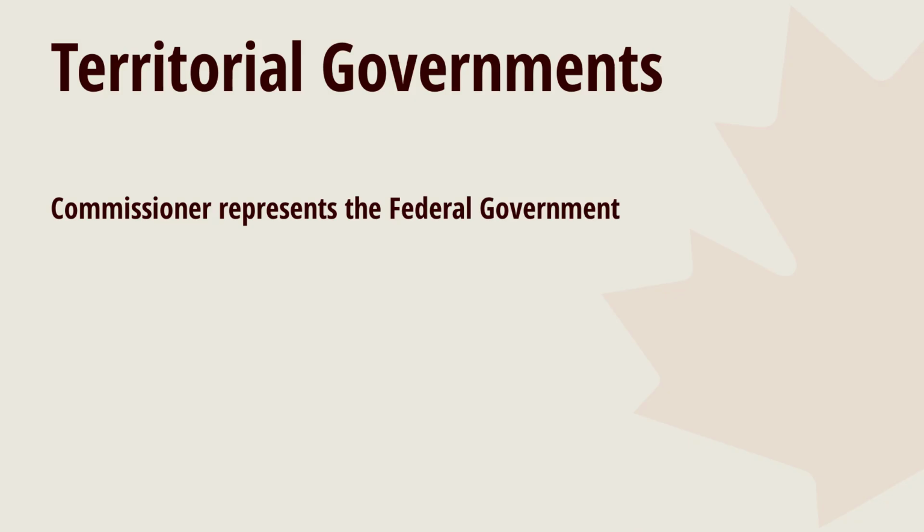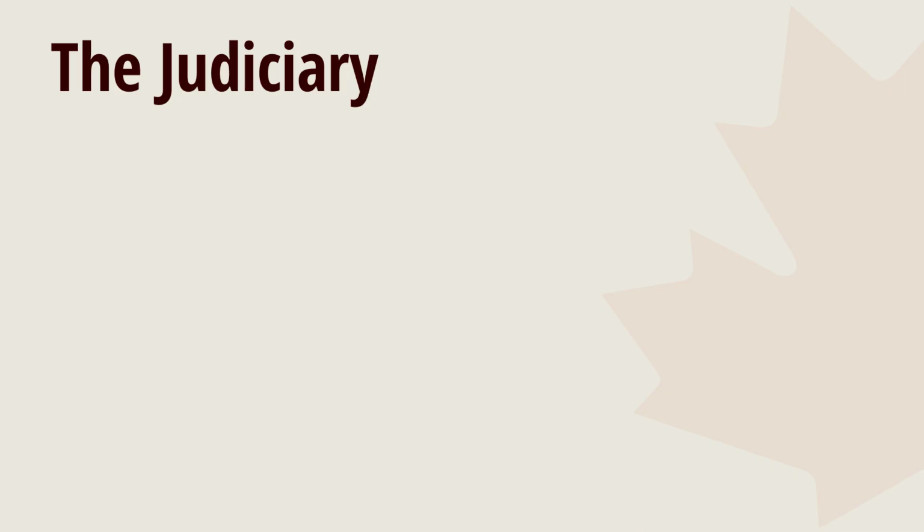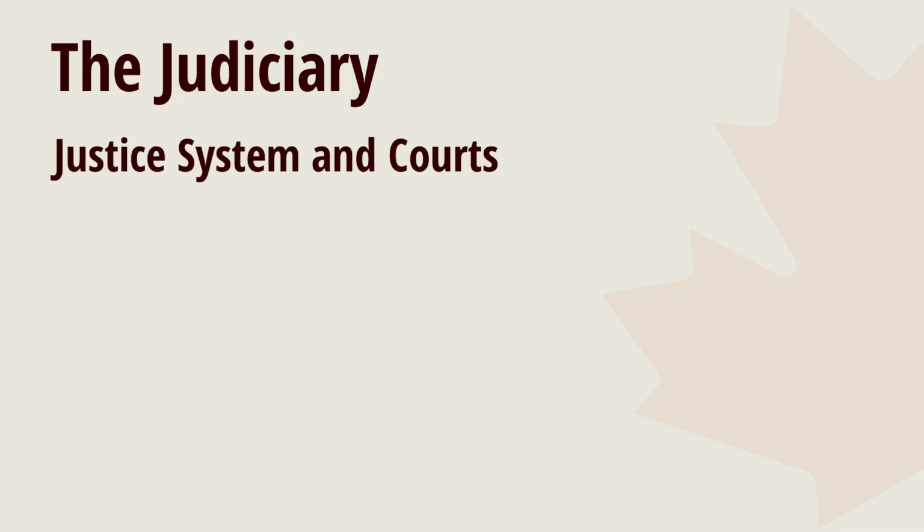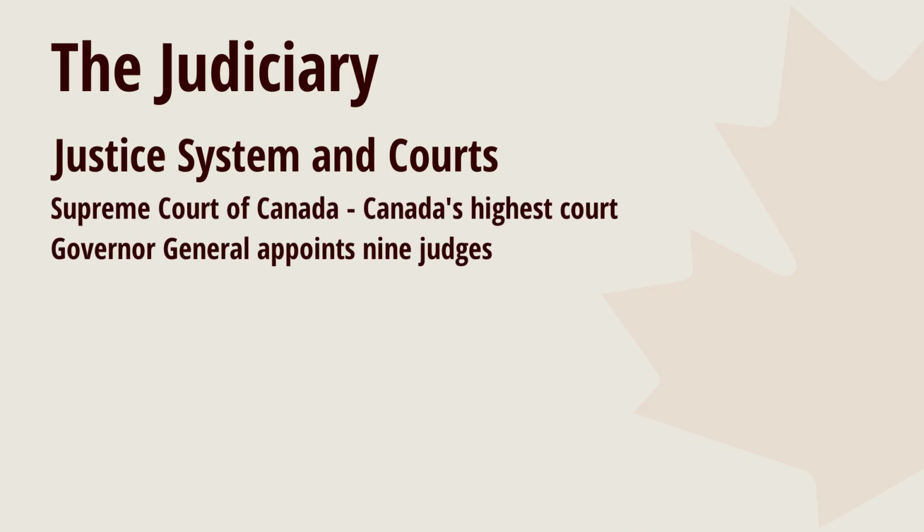There is also a different branch of the government called the Judiciary. This is the part of the government that deals with the justice system and the courts. At the bottom of page 29 in your guide, you see that the Governor-General appoints 9 judges for the highest court in Canada, called the Supreme Court of Canada. There is also the Federal Court of Canada and provincial courts as well.